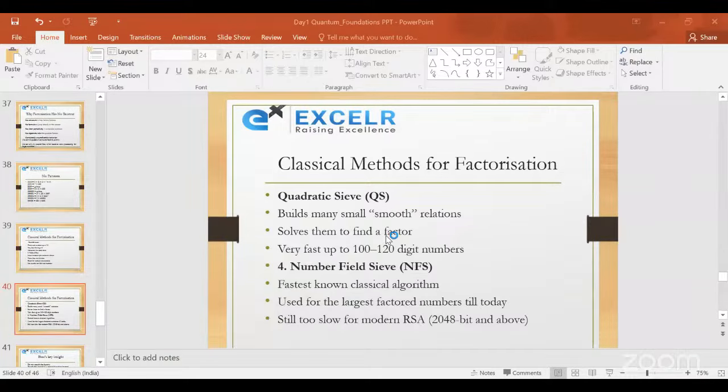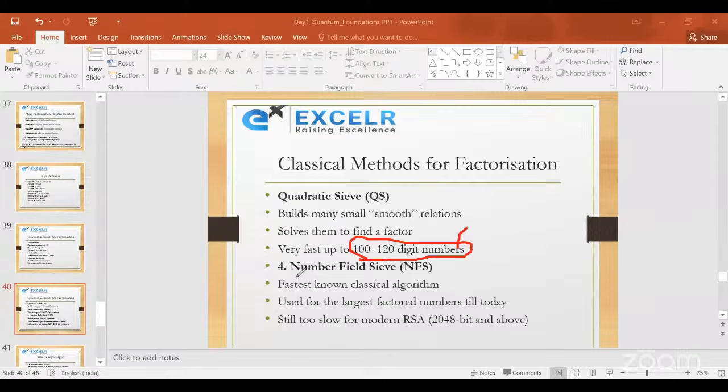Another method is the quadratic sieve. Quadratic is nothing, just make a bunch of squares. But again, this is a hit and trial method. Because we are making a bunch, it can go up to 100 to 120 digit numbers. Classically we can go on that, but it requires extra space complexity, though it is not impossible. It will give the solution up to 100 to 120 digit numbers.